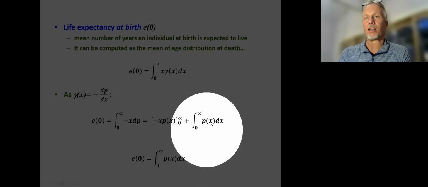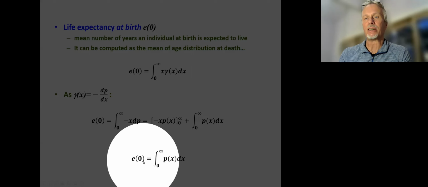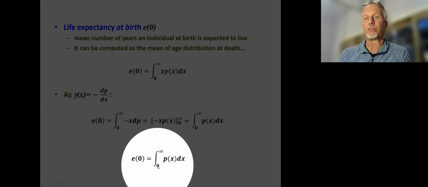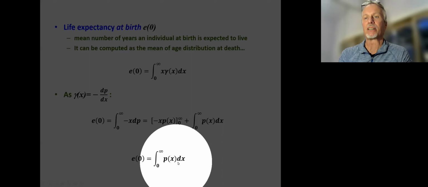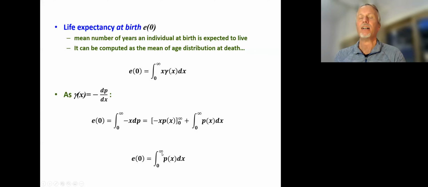And after a little bit of algebra, we derive that E0 is equal to the integral between 0 and infinity of p of x dx. So it's the area underlying the survivorship function.